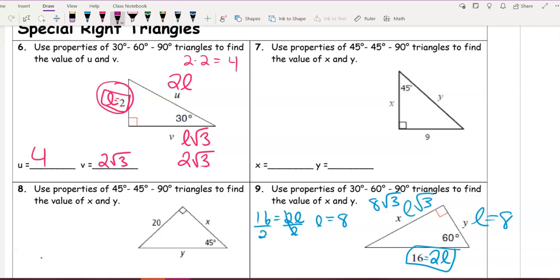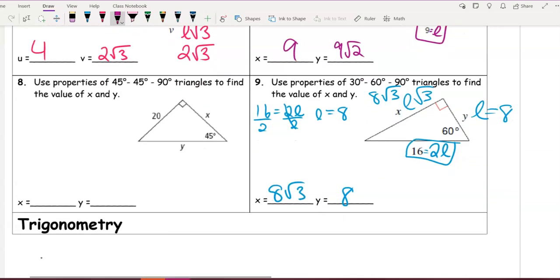In 45-45-90 triangles, both legs are the same, and the hypotenuse is L square root of 2. Sorry, my bad. So here it's telling us that L is 9. So that means this L is also 9. And this hypotenuse is going to be 9 square root of 2.